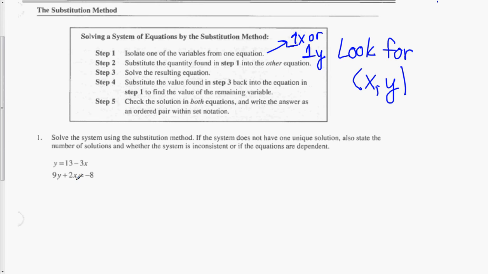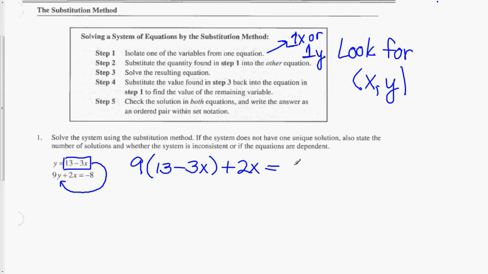Look at number 1. We've got y equals 13 minus 3x, and then 9y plus 2x equals negative 8. On this particular one, this first equation is already solved for y, so step 1's already done for me. So what I like to do is box that in, and I'm going to take that 13 minus 3x and substitute it in the bottom equation for y, because y equals 13 minus 3x. So I'm going to rewrite, replacing my y with 13 minus 3x, and then we have plus 2x equals negative 8.